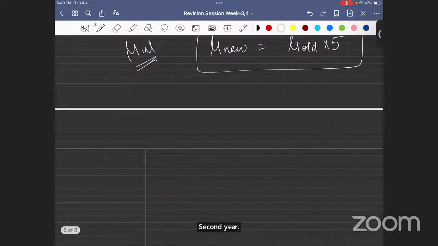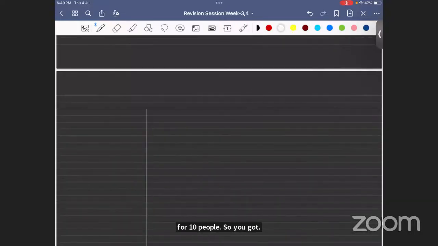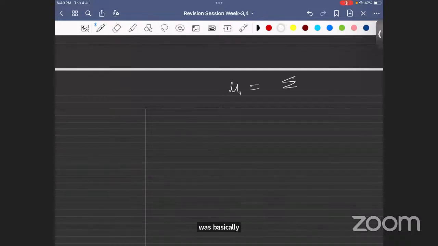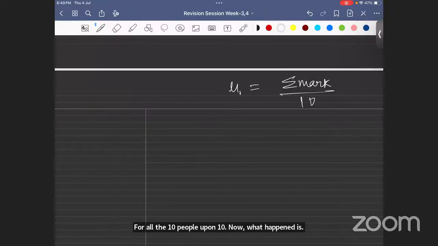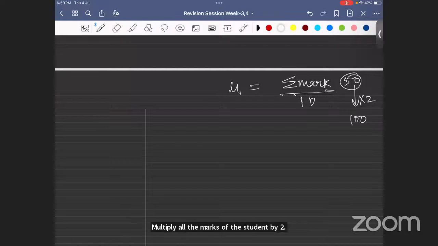Let's say there were marks for 10 people, and for the 10 people you have calculated the mean, which is the summation of the marks of all the 10 people upon 10. Now you have been told that the marks were out of 50, and you have to extrapolate the marks to 100. That means you have to multiply all the marks of the students by 2 and then calculate the mean. Or you can directly multiply the mean you have got by 2, and you'll get the same mean.